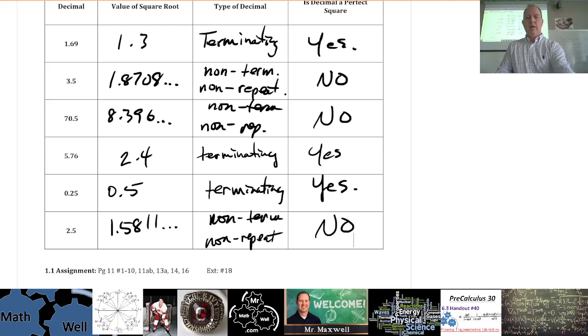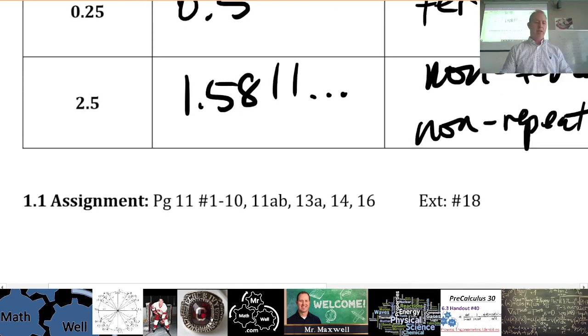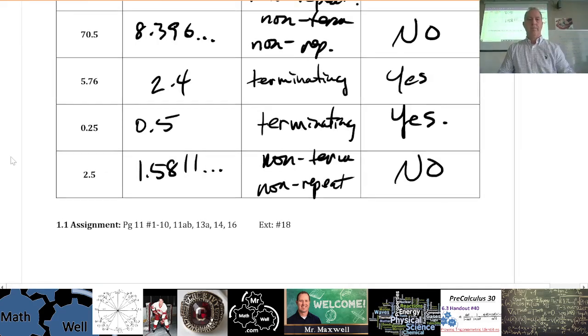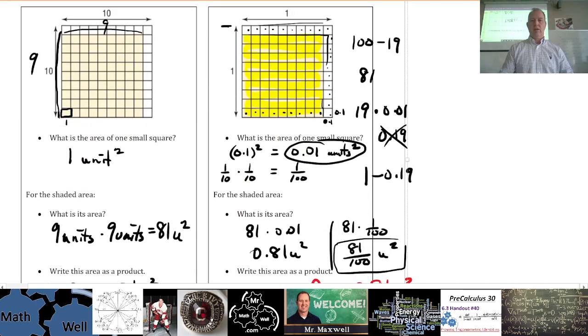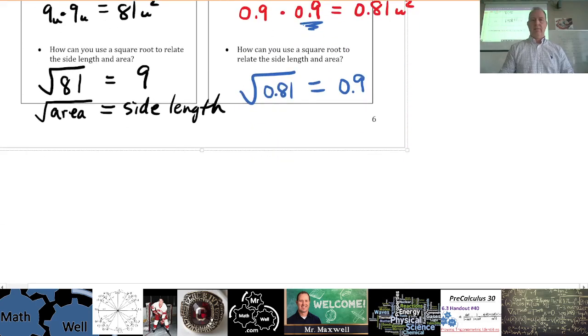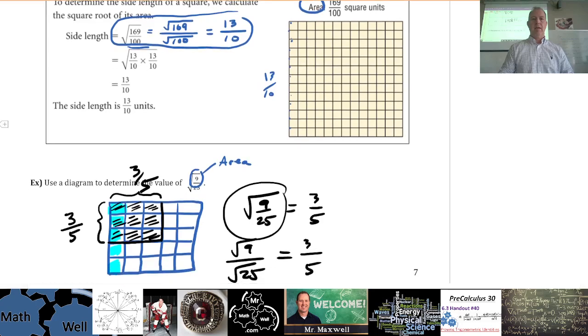Here's your assignment on the bottom. I think most of you wrote that down yesterday and got a little start on it. That's your lesson on 1.1. You have about 10, 12 minutes to work on that, and I will give you some time tomorrow as well to finish your 1.1. So that's the perfect squares, fractions, and decimals lesson. Any final questions?